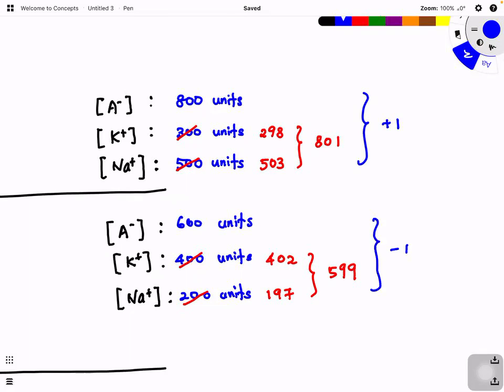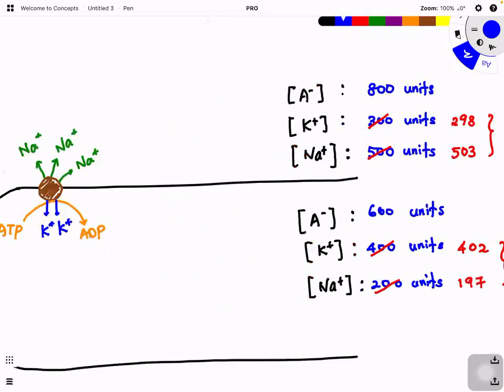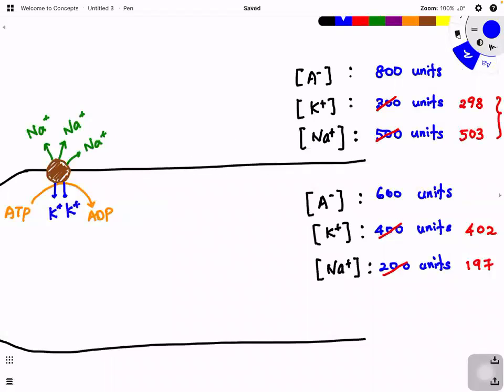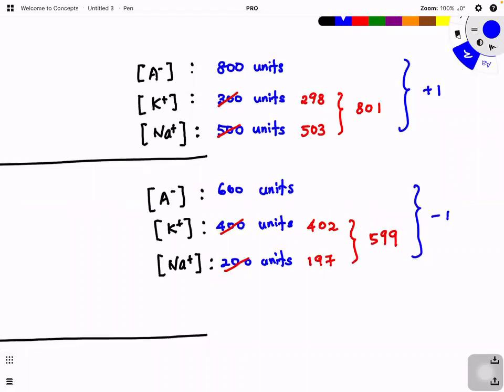So for every round of the sodium potassium pump, we constantly pump out 3 sodium ions and pump in 2 potassium ions. At the end, you can see that outside becomes more and more positive, inside becomes more and more negative. So this is the first mechanism.